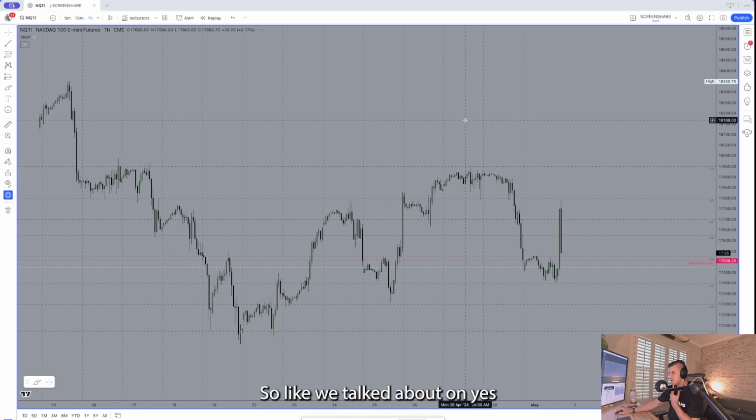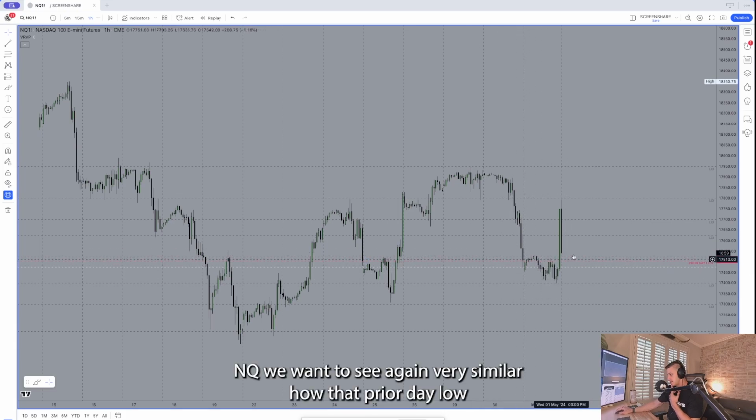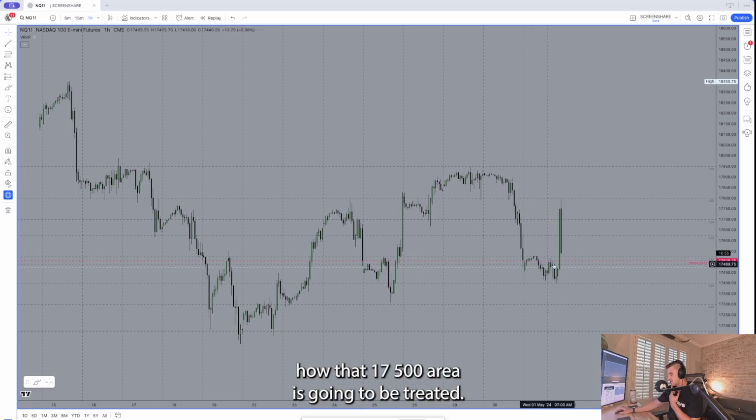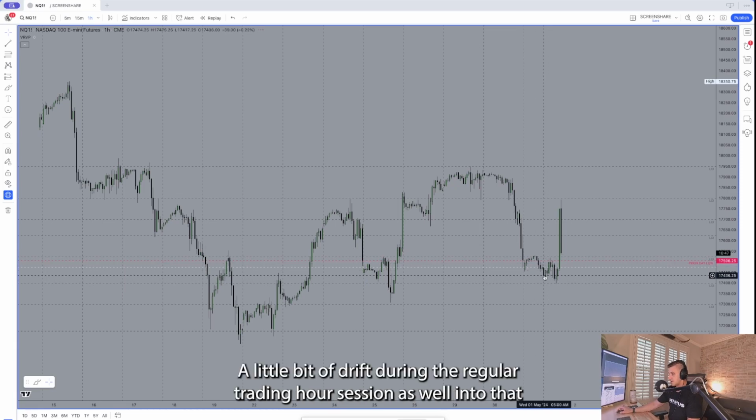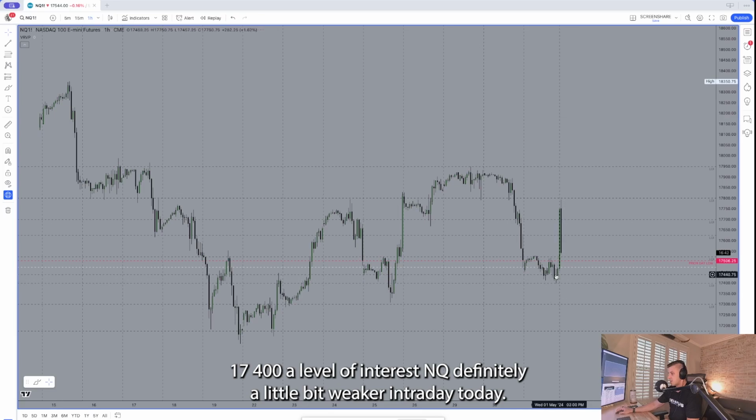So like we talked about on ES, NQ we wanted to see again, very similar, how that prior day low, how that 17,500 area is going to be treated. So you do get that drift lower during that overnight session, a little bit of drift during the regular trading hour session as well, into that 17,400 level of interest.